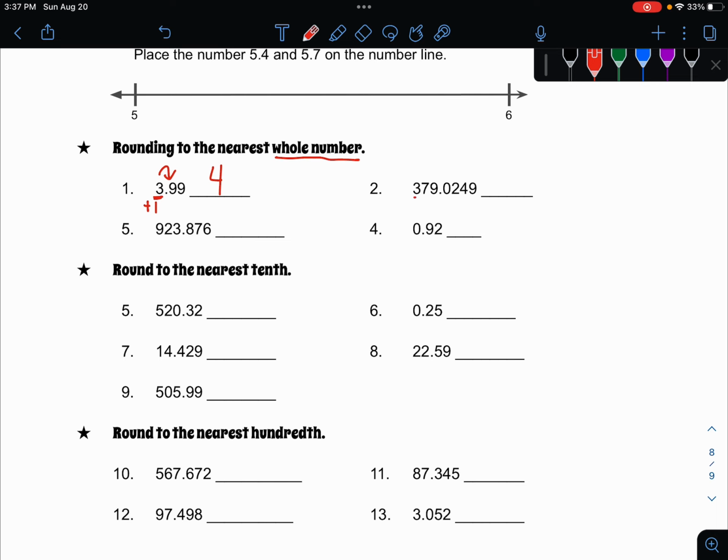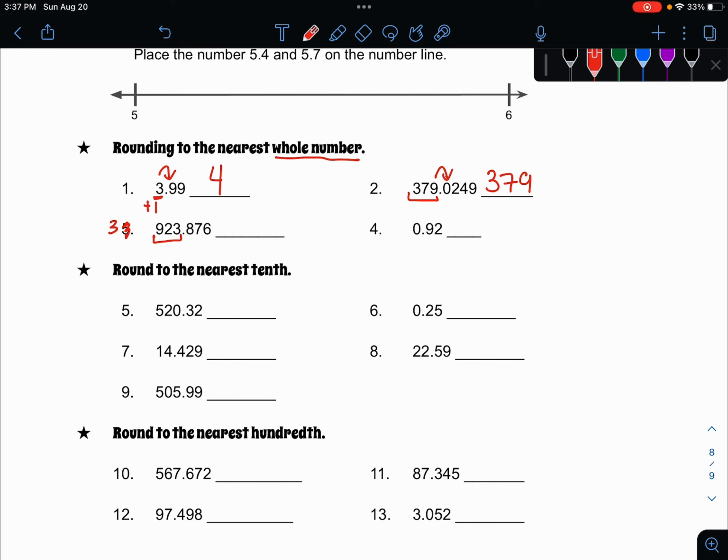We have this long number and 379 is our whole number. Let's look next door. We have a 0. All right? So since it is less than 4, we would just let it rest. All right? 379. Okay? Let's look at this question. This is supposed to be question 3.